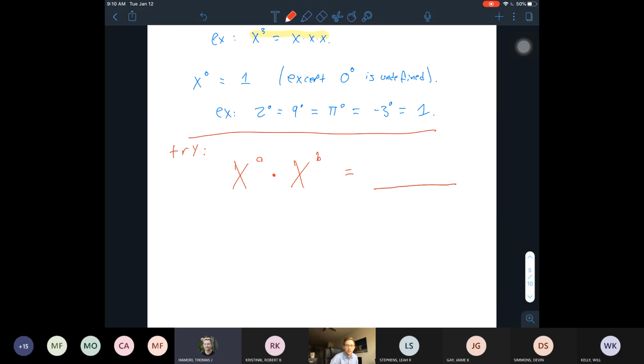Very good. Three answers, which I think are saying the same thing: add the exponents. We do x to the a plus b. This becomes x to the a plus b, and let's see why.